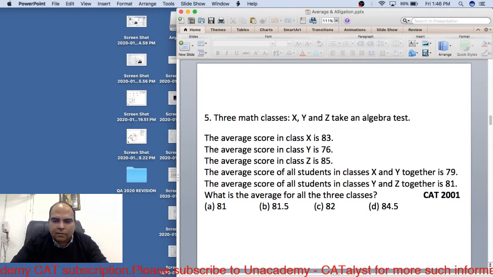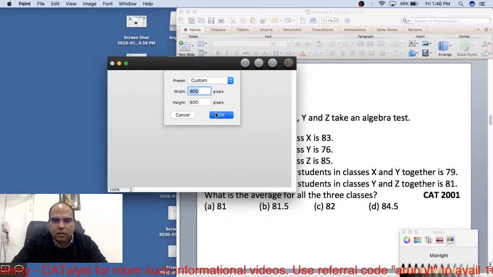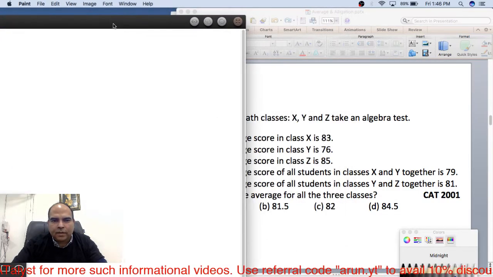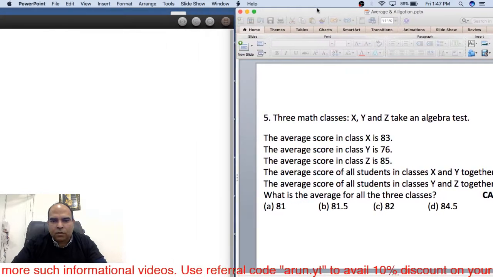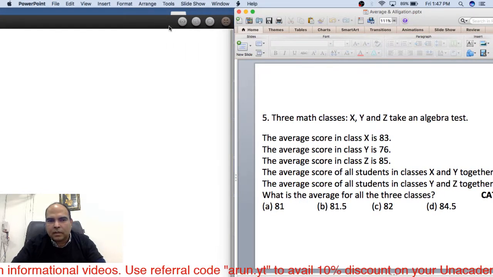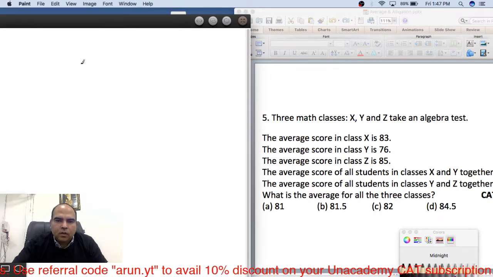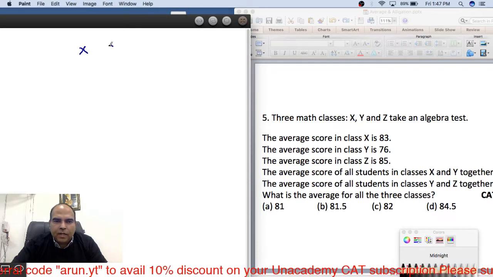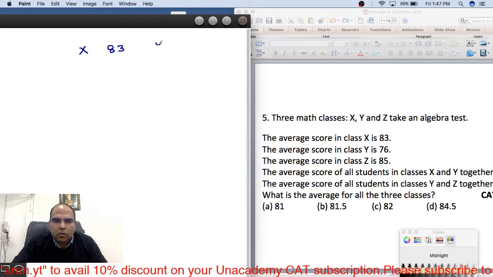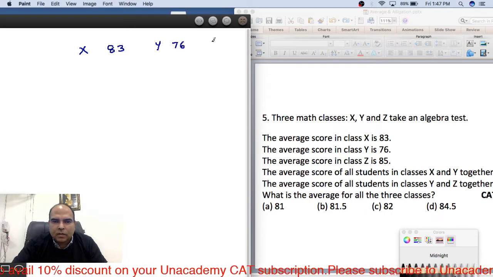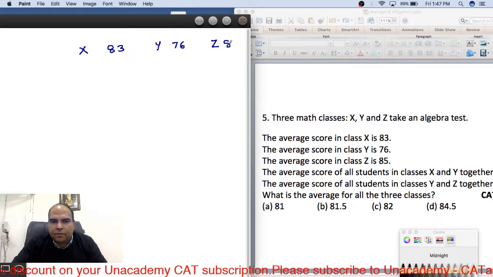3 maths classes X, Y, Z take an algebra test. The average score of class X is 83. The average score of class Y is 76. And the average score of class Z is 85. So class X has an average of 83, Y has an average score of 76, and Z has an average score of 85.